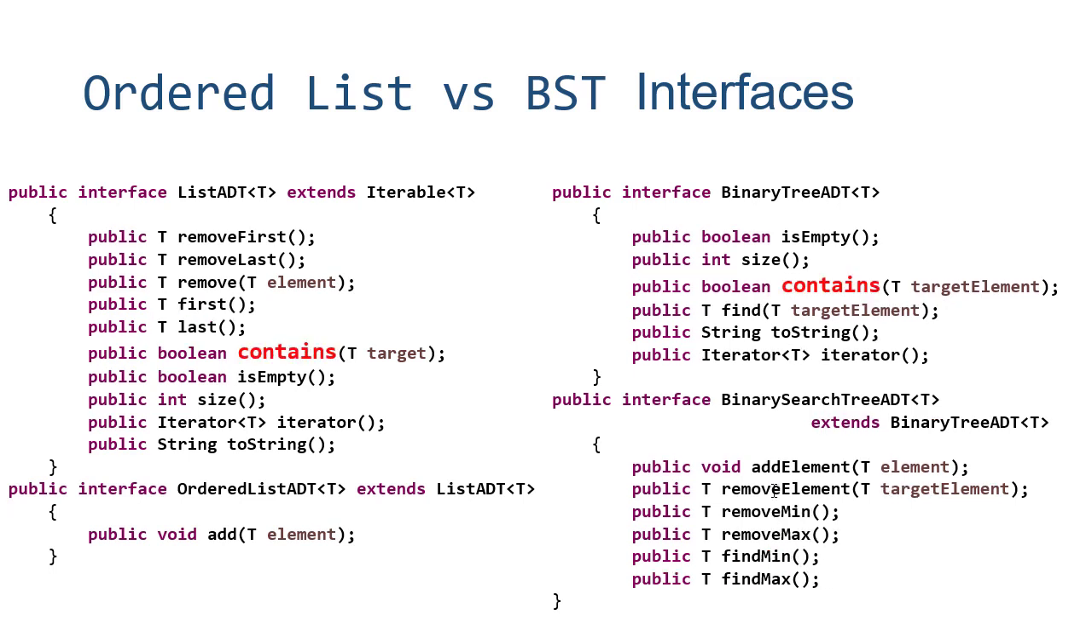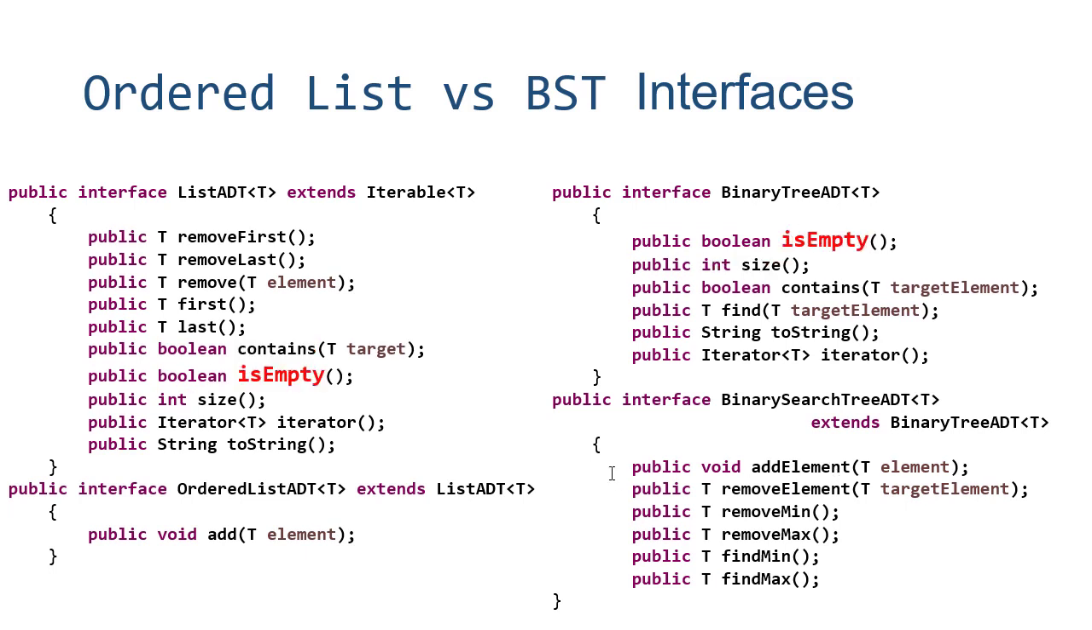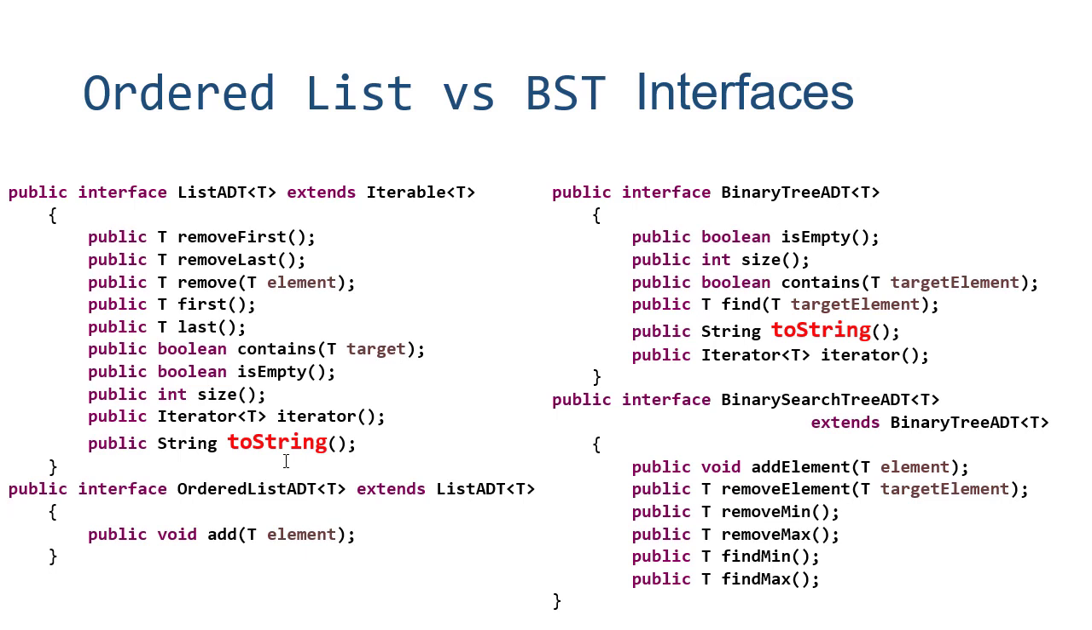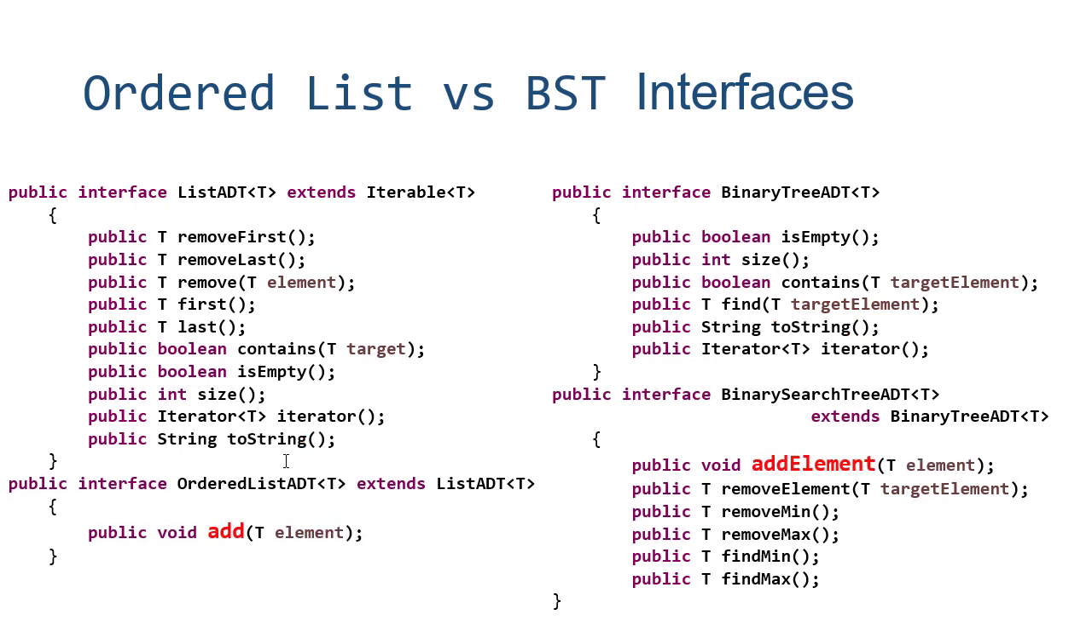Contains, they both have a method to return whether or not a specific element is in the data structure. They have methods to determine is the data structure empty and what its size is, and they both return an iterator. Our binary search tree iterator, remember, returns things in order. So there's no difference if you add a bunch of elements to an ordered list, you add a bunch of elements to a binary search tree, the iterator that gets returned is going to be the same if the elements you added to both structures are the same. And they both have a toString, and most importantly of all, they both have a method to add something to the data structure that will put that element in its correct order relative to other elements that already exist in the data structure.